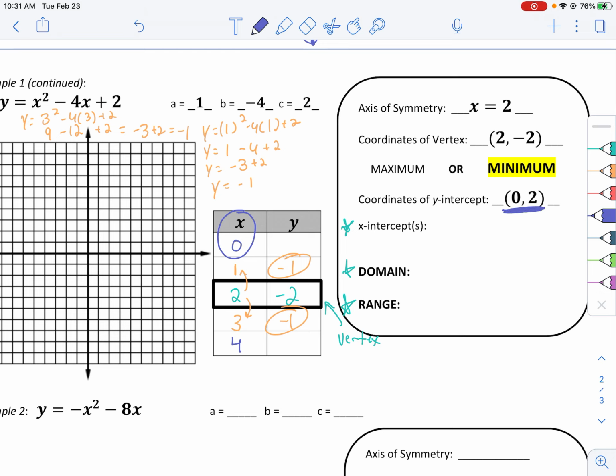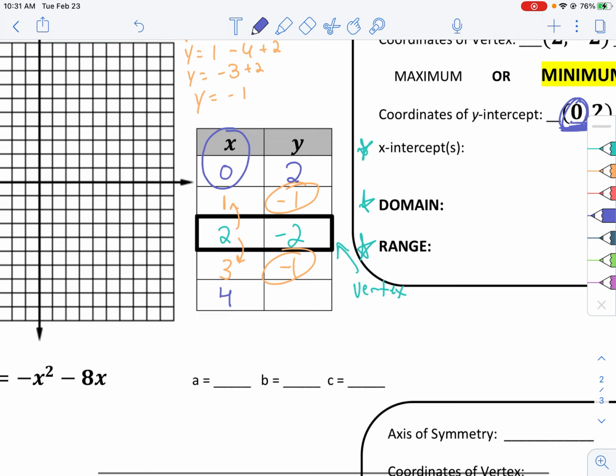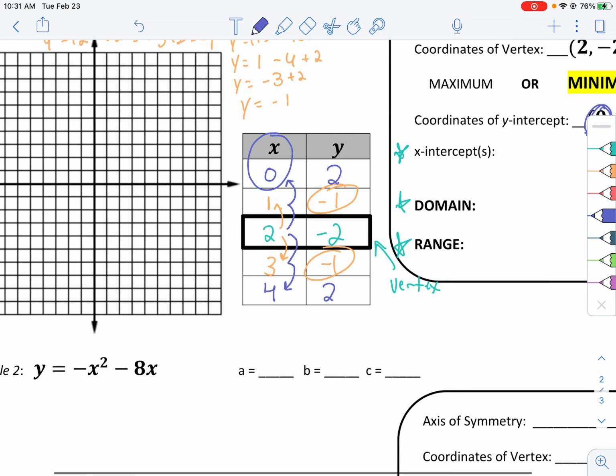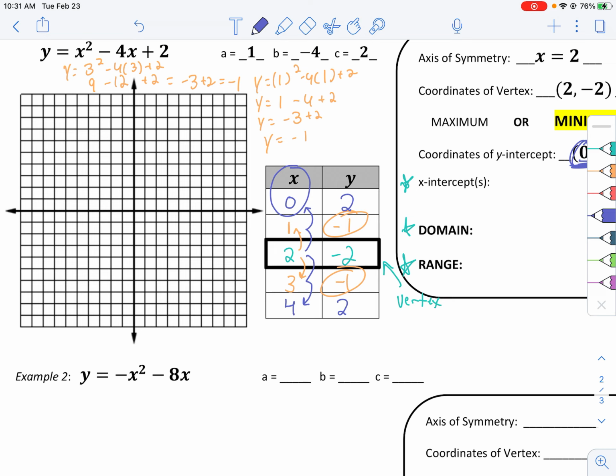Let's make this work a little bit easier. We've already plugged 0 in for x one time. It gave us the y-intercept, so that's 2. And if you're starting to follow the pattern, because this is 2 away from the vertex, and 4 is 2 away from the vertex, 4 is also going to be 2. If you want to double check by plugging it in, by all means, go ahead and double check. But I promise you, if you move an equal distance away from the vertex, the y value is going to be the same. So let's graph this.